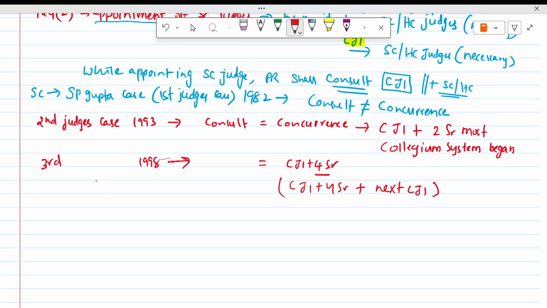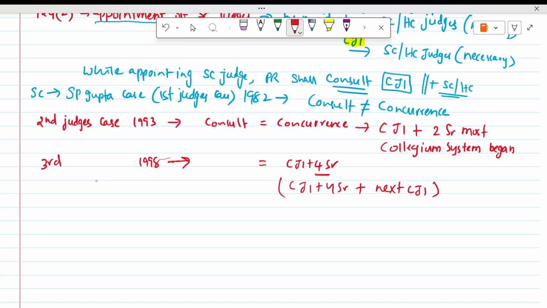Now, judges appointing themselves means the judiciary appointing themselves. There is no executive, meaning the President. Now the President's role has been reduced, almost nil. You can say the President's role is nil. In such a case, a lot of criticism has come.